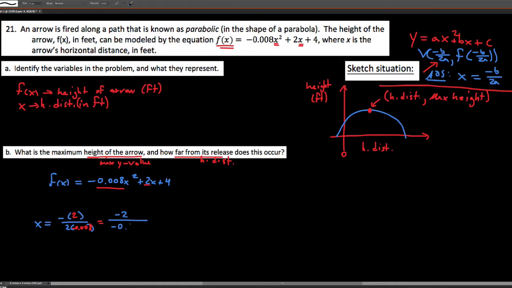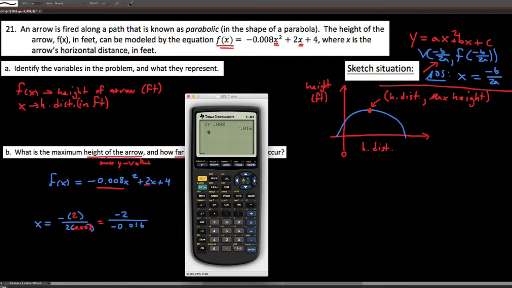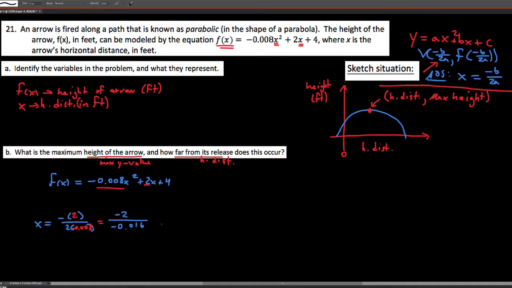Now we take our negative 2 on top and divide by this number here, negative 0.016. And what we end up with is 125. So first things first, I'm going to write x equals 125 as our axis of symmetry value. And up here on my picture, if x equals 125 is my axis of symmetry, then the x value of our vertex is also at 125.